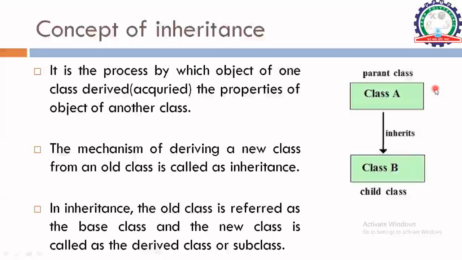One more thing about the parent class and child class is, in inheritance, the old class is referred to as a base class or parent class, and the new class is called a derived class or subclass. It is also known as a child class, as we can see from this figure. So this is the basic concept of inheritance in C++.